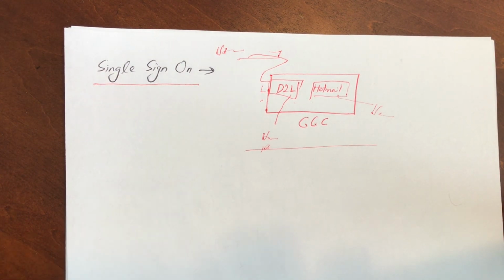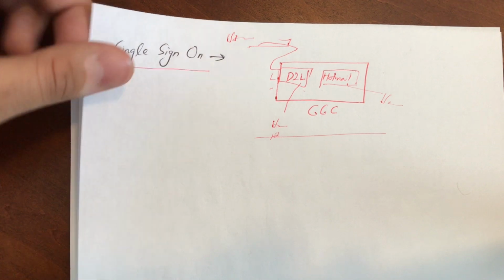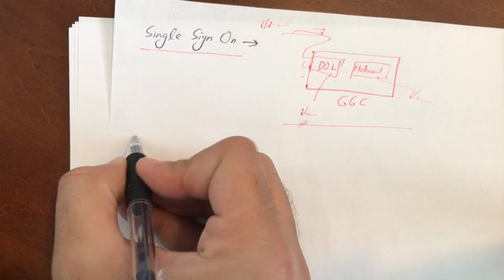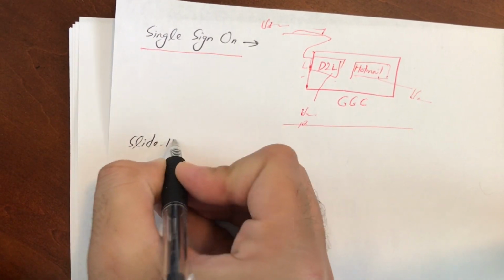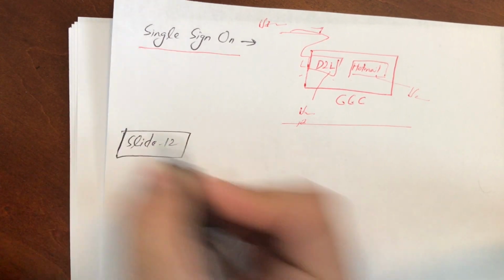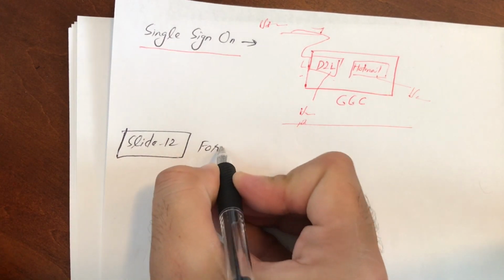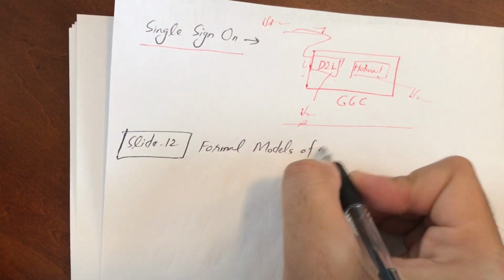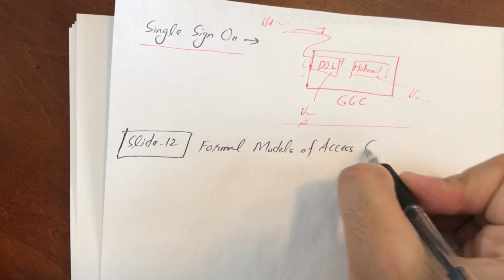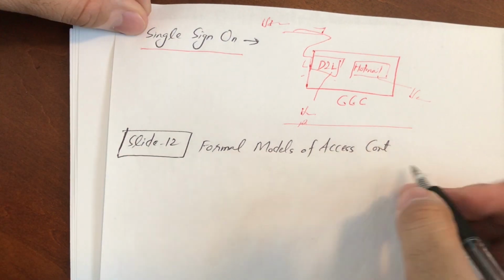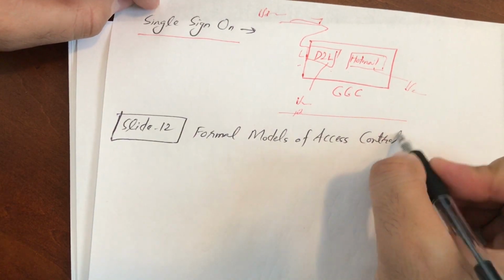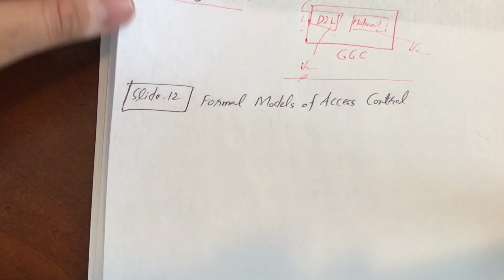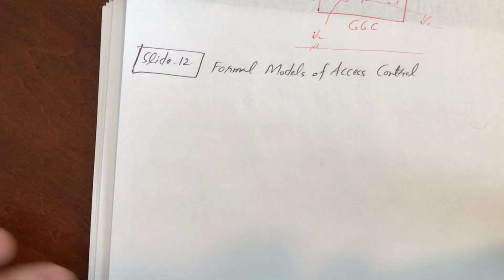Then coming to slide number 12. Slide number 12 is about the formal models of access control. Mainly we have four models, and we'll discuss all of those four models in detail. We have four main models of access control.